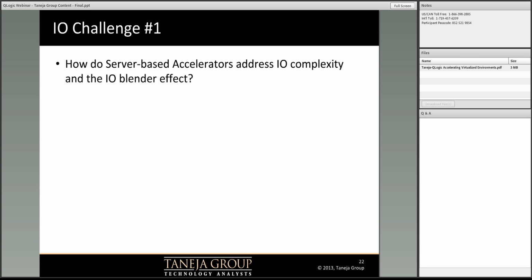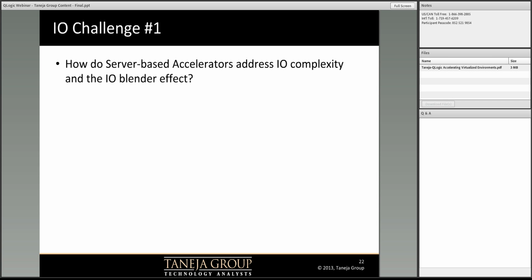So with that, I'll introduce our first storage challenge, going back to I.O. complexity. So as I've discussed, storage performance in the virtual infrastructure must tackle a tremendous amount of I.O. complexity. So Cameron, what unique advantages do you see for QLogic's Fabric Cache and how it delivers storage performance in a way that can deal with this I.O. complexity and help the storage infrastructure hold up under this new type of I.O. stream?